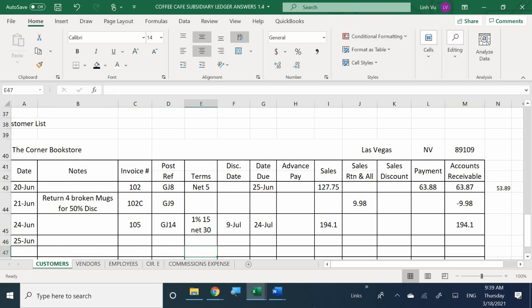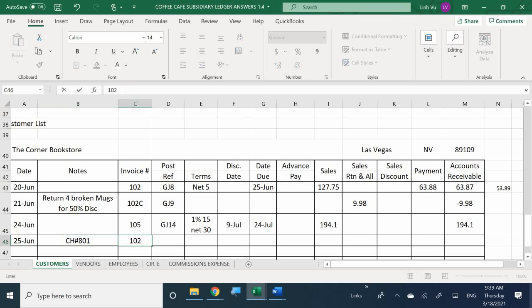50% payment. So original invoice was 127.75, which brought it down to 63.87. Made a return for $9.98. So he should technically owe us 53.89, which he made a payment too. So he kept his books completely correct on his end too. So he wrote us a check for 53.89. So check number 801.